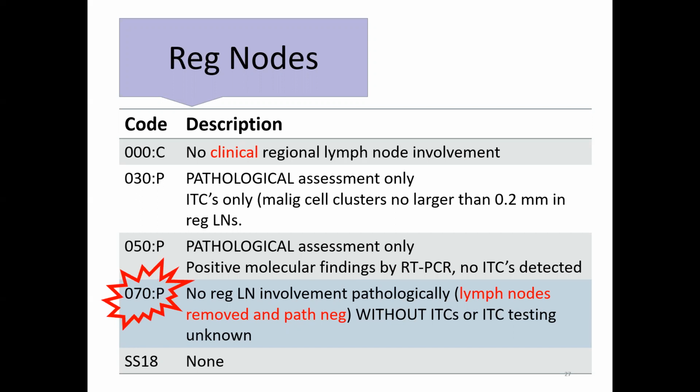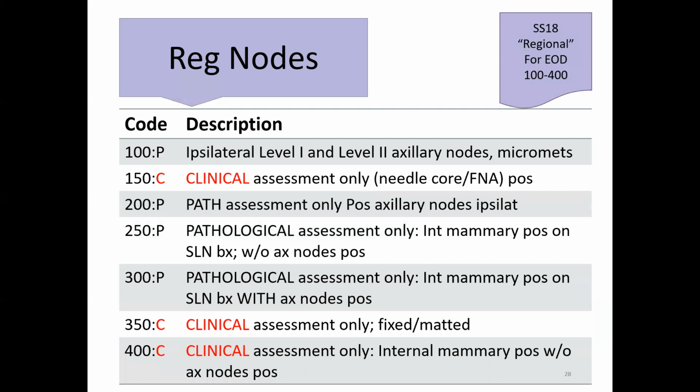That is a common error. It's very easy to just think negative and grab the 000. So just a caution. These groups of codes are for pathologically positive, with the exception of 150, 350, and 400. And so I pulled those out on the next slide.